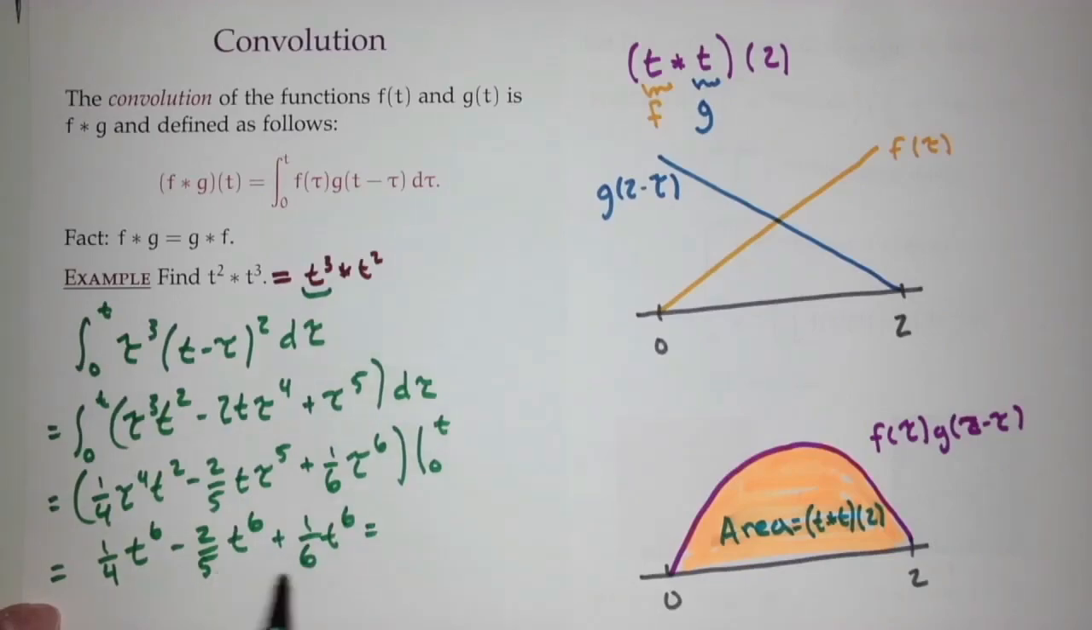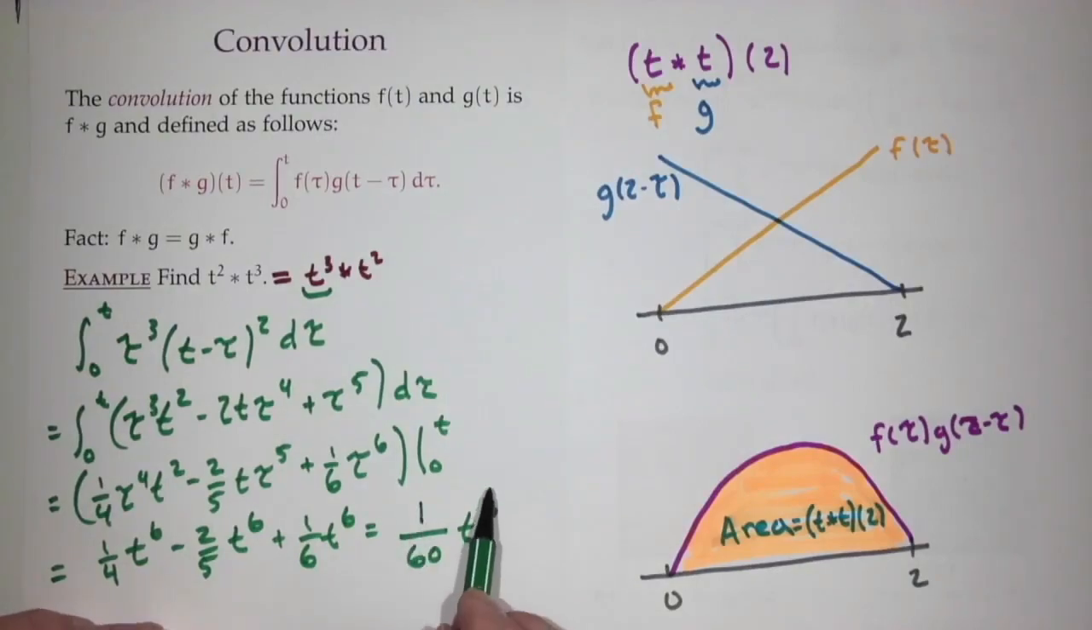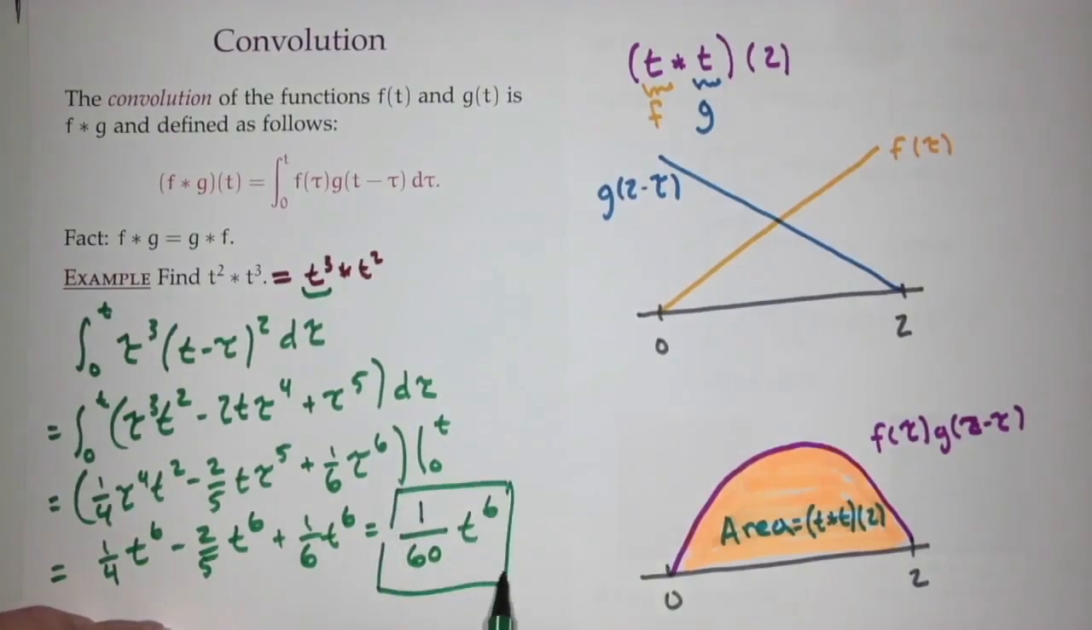Now, if you get a common denominator, it would be 60. 4, 5, and 6 all divide into 60. You'd have 15 over 60 from the first piece. Here you'd have minus 24 over 60 from the second piece. And here you'd have 10 over 60 from the last piece. And if you can keep those three numbers in your head, 15 minus 24 plus 10, put it all together, 1. So that is the answer, 1/60th t to the 6. So that's the convolution of t squared and t cubed.